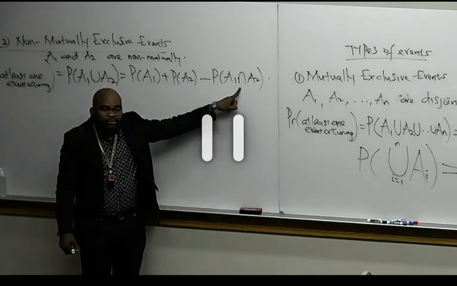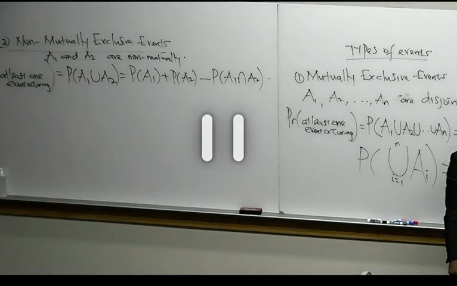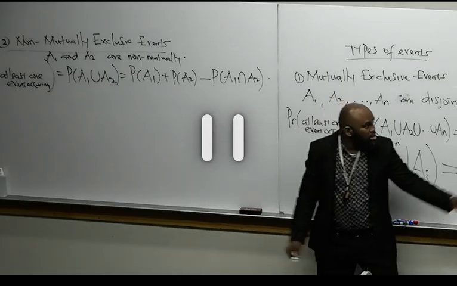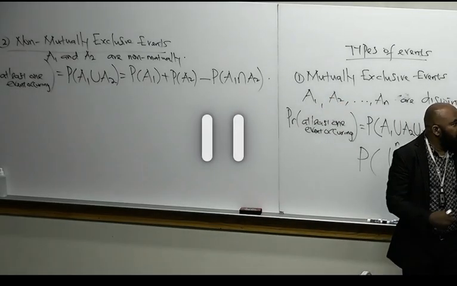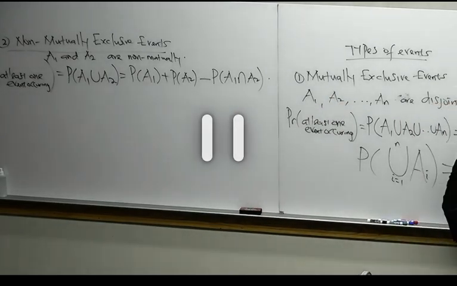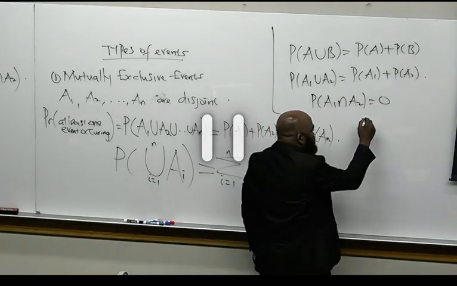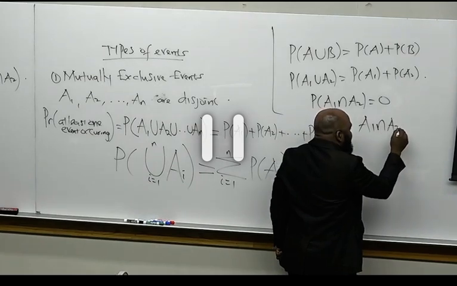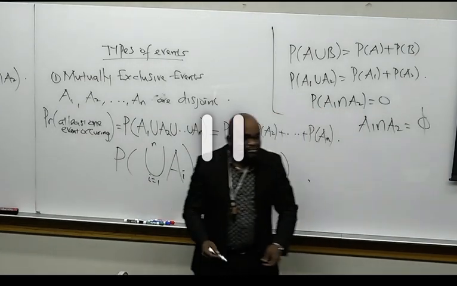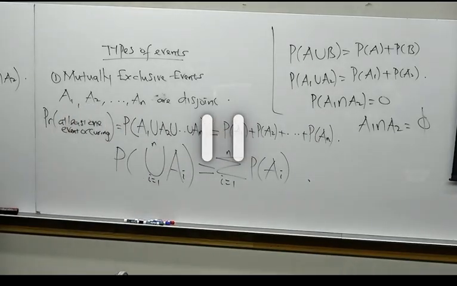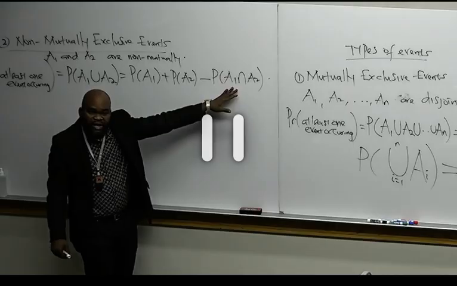You can see the difference between this one and this one. If you take a look at this one, this entity is equal to 0, which means the probability of A1 intersect A2 is 0. And why is it 0? It's 0 because this one is empty, no connection. But here, the probability exists. That's how I'm going to subtract that.